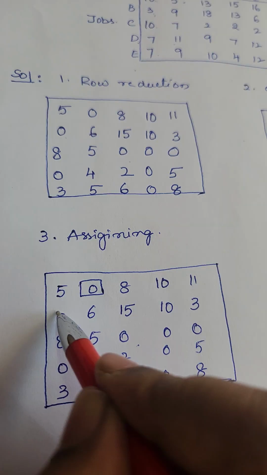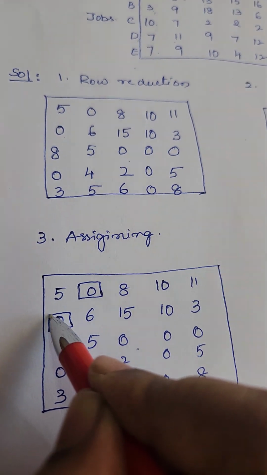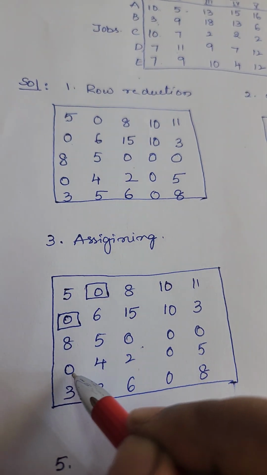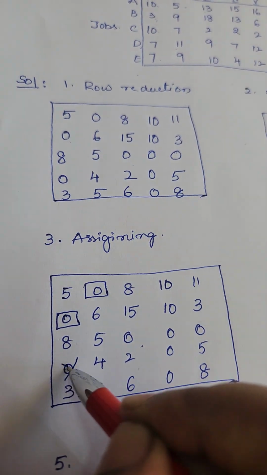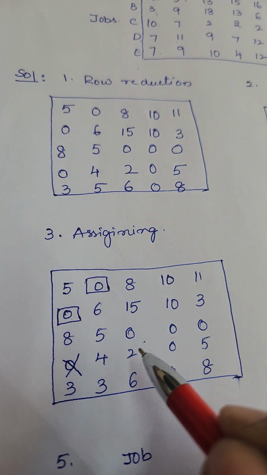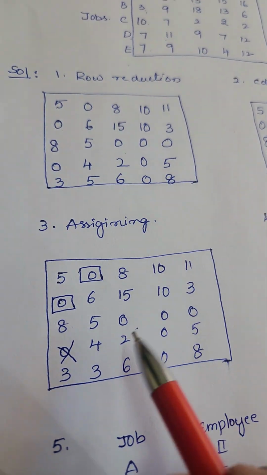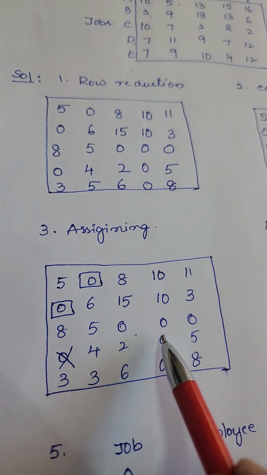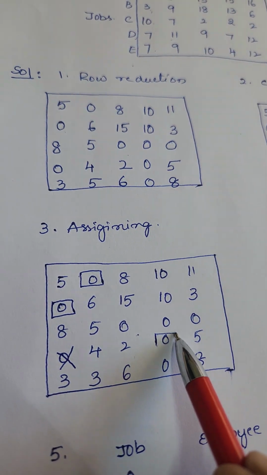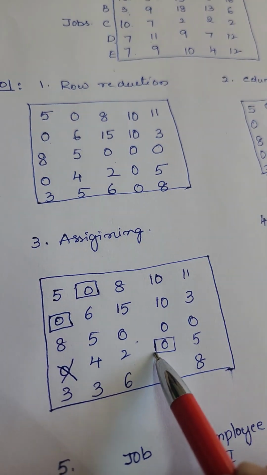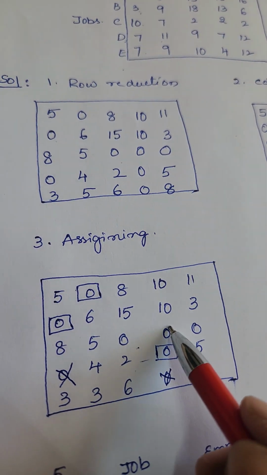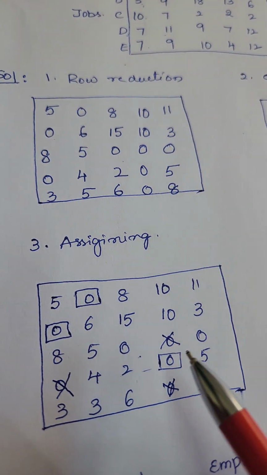In the second row we have a single 0, so assign this 0. Corresponding to this assignment, in this column there is another 0, so strike off that 0. Now in the third row we have 3 zeros, so leave it. In the fourth row we have only one single 0, so assign that single 0. Since we are assigning in this row, strike off the remaining zeros in that column.